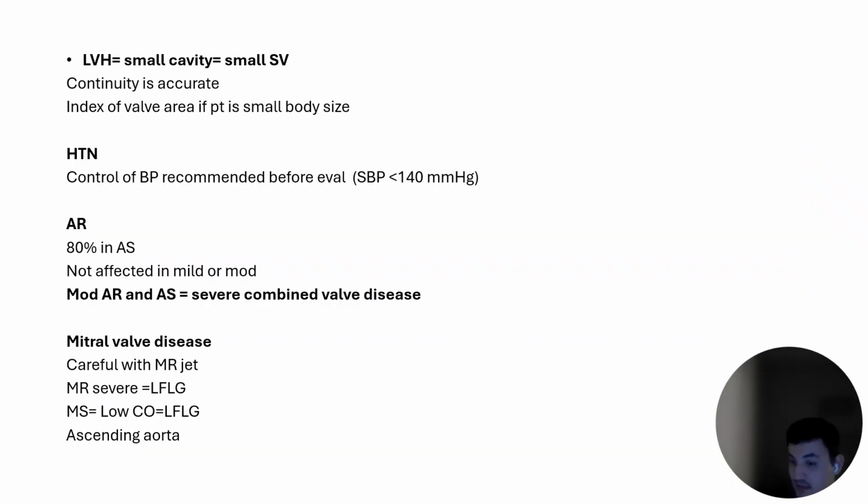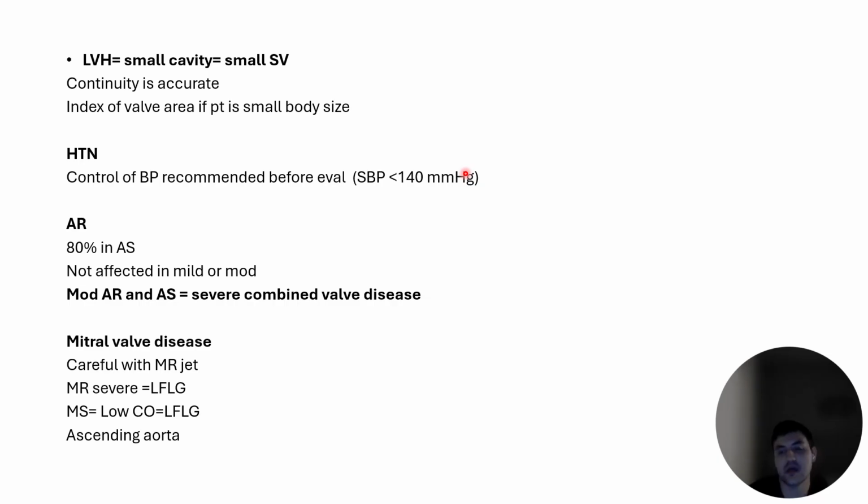Then we're going to talk about different types of conditions that can affect our measurements. LVH, a small cavity, a small stroke volume. That can give you what? Severe aortic stenosis with a normal ejection fraction with low flow. That is a typical case, especially early on. In those cases you use the calcium score. You can use continuity, it is accurate, because the same amount of flow goes through the LVOT and the same amount of flow goes to the aortic valve. Index the aortic valve if the patient has a small body size, as we discussed previously.